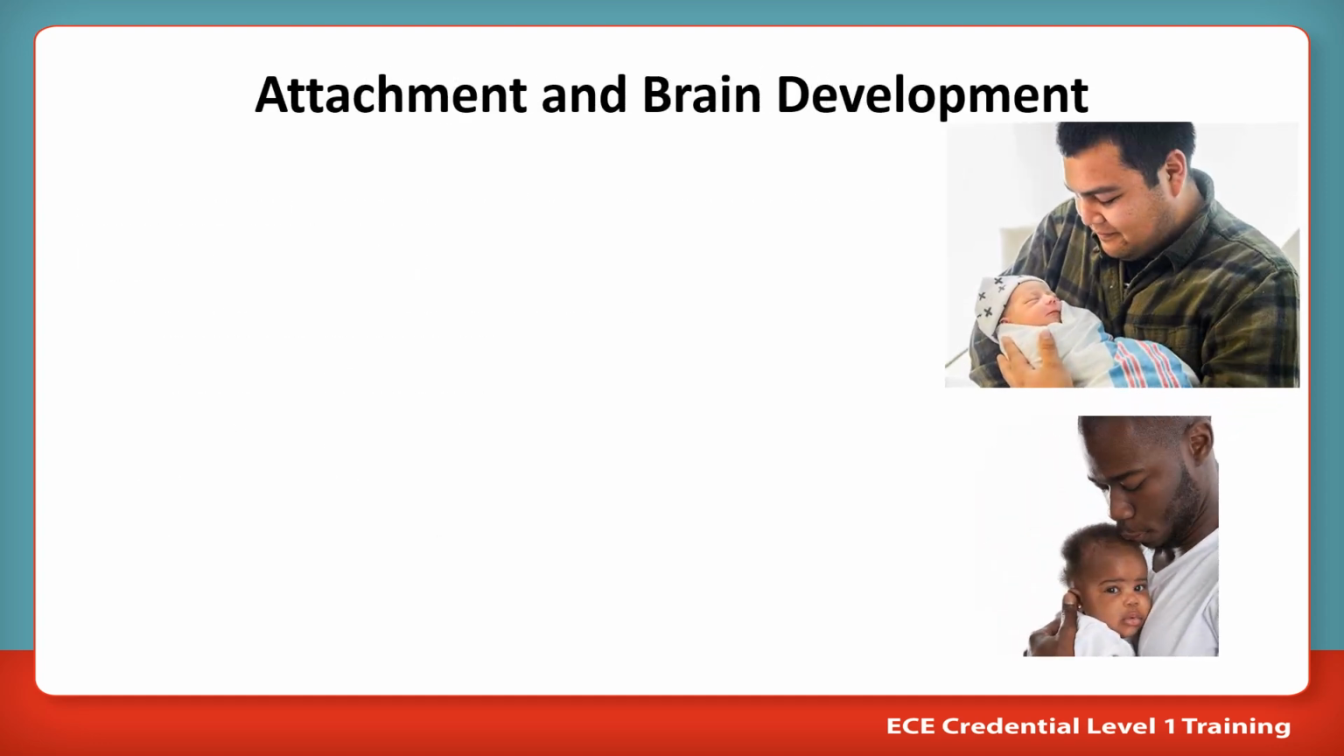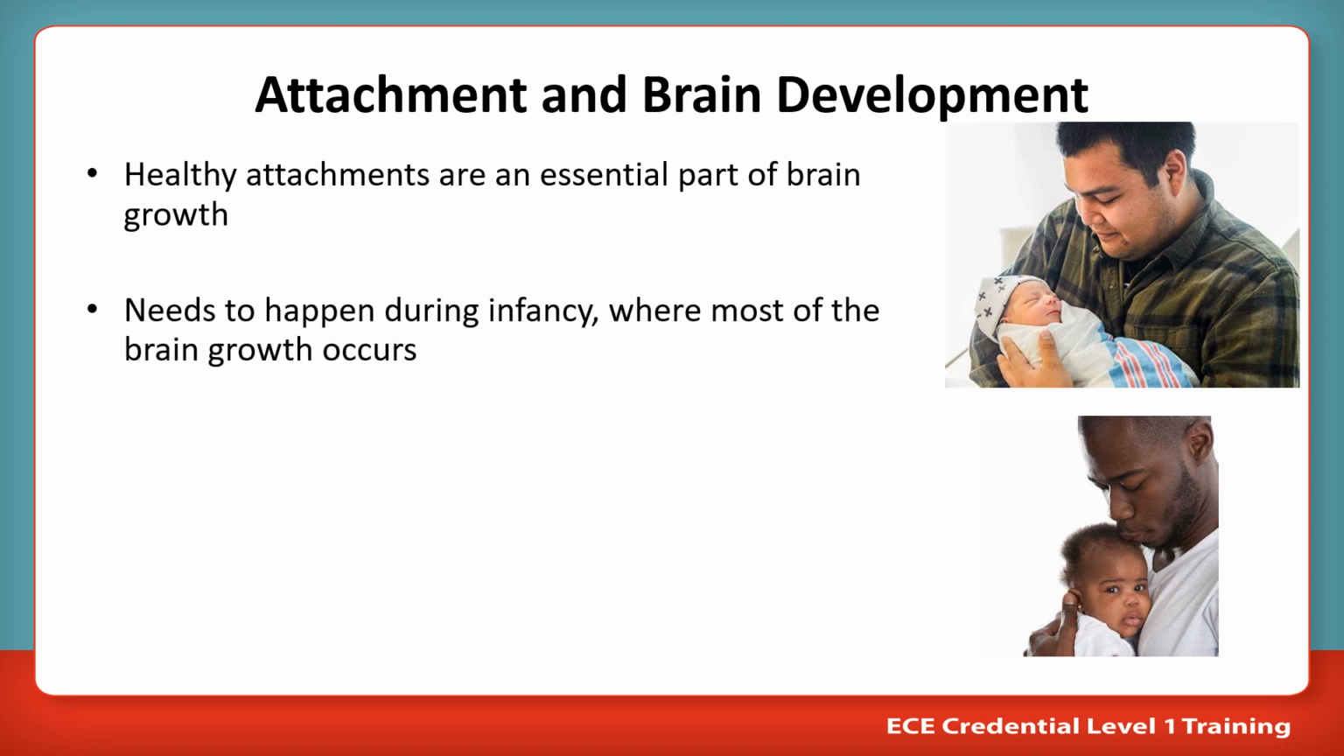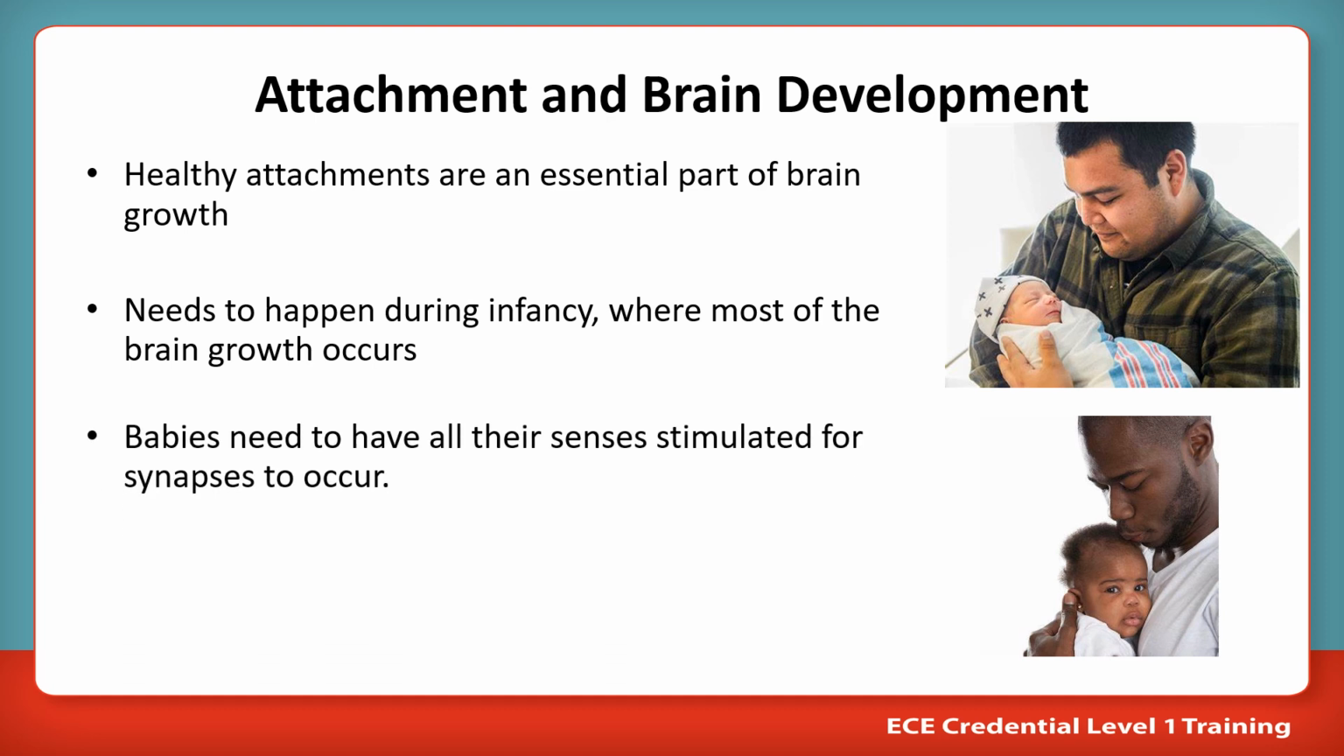The next slide focuses a little bit on brain development and attachment's relation to that. Healthy attachments are an essential part of brain growth. Healthy attachments need to happen during infancy, when most of the brain growth occurs. So as we've learned, tons and tons of development happens before age 5, and lots of brain development happens during the very first years and the very first months of infancy.